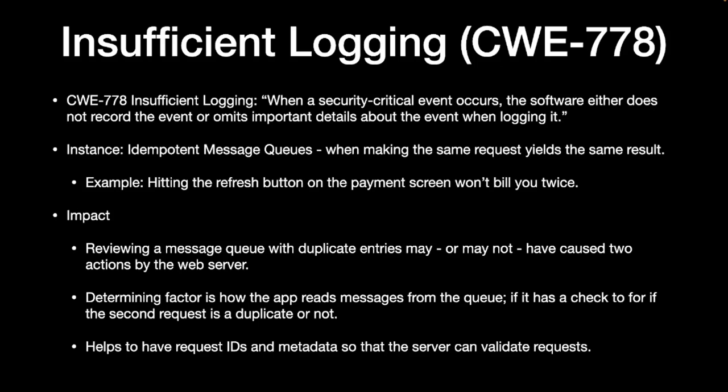So again, the impact is that reviewing a message queue with duplicate entries may or may not have caused two actions by the web server. The determining factor here is how the app reads messages from the queue, and if it has a check for whether the second request is a duplicate or not. It could mean that the developers have to add some additional field, some additional value, so that if it's really a duplicate, it's going to have the same value in it between these requests, some ID.